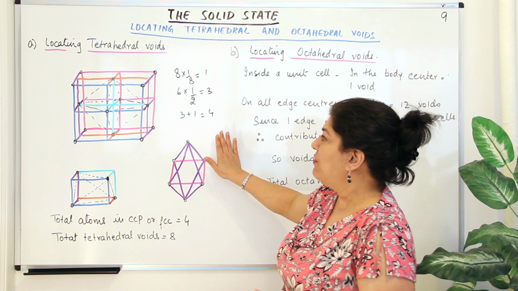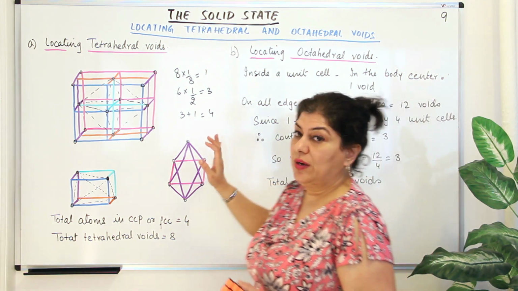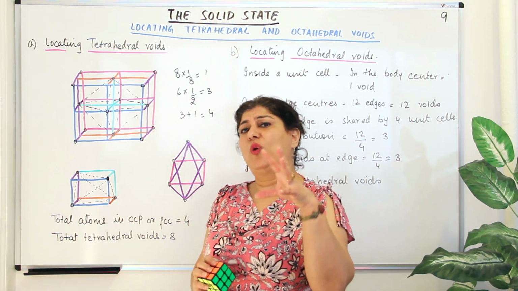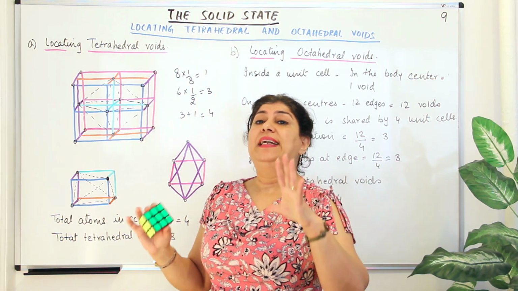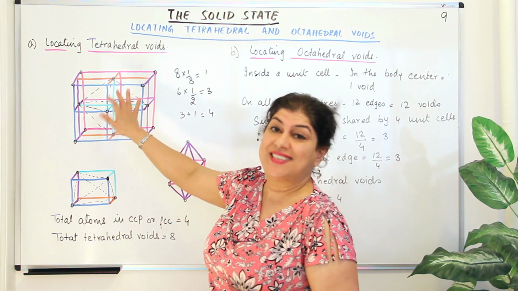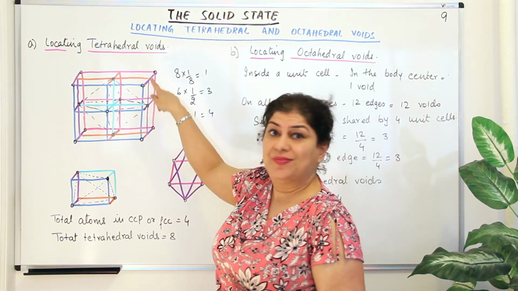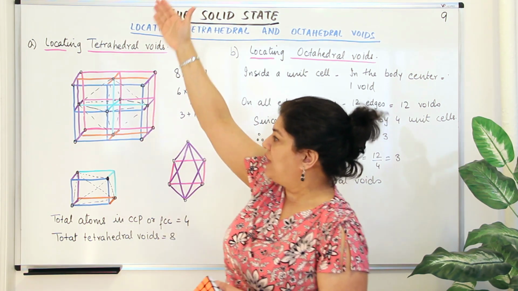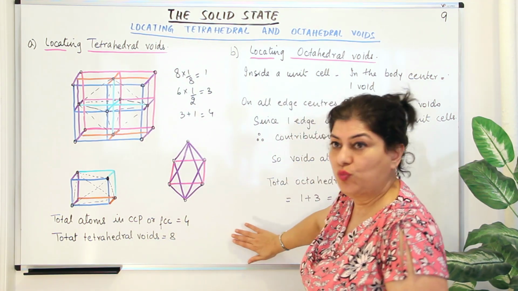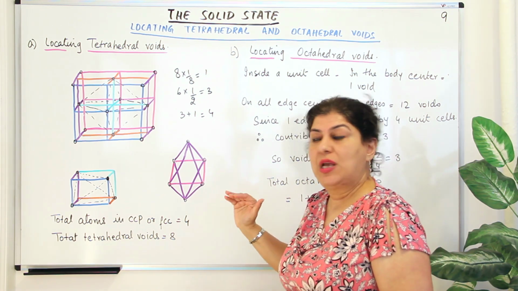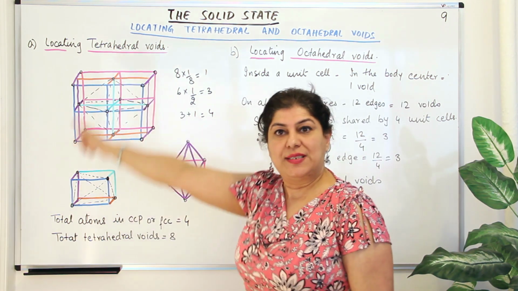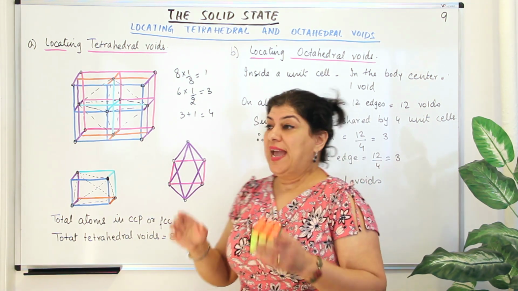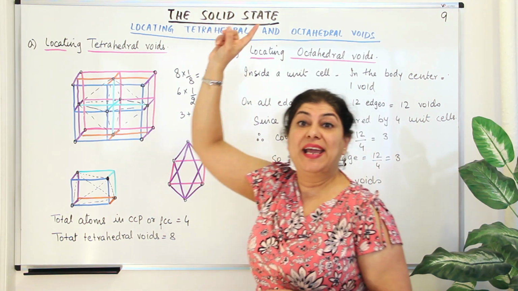Now, if an octahedral void is present in the body center, the entire void belongs to the unit cell. But what about an edge? Imagine the edge of this room. I told you this wall is shared by 2 rooms. But what about this edge? This edge is shared by 4 rooms. Every corner is shared by 8 rooms.